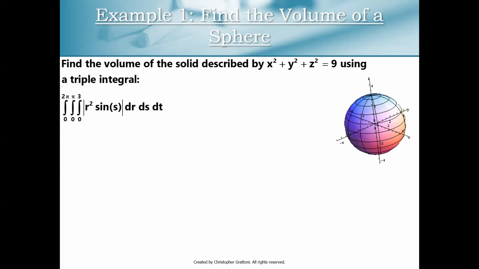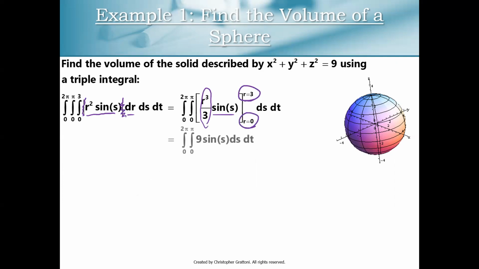So now let's try to compute it. So I can ignore the absolute value bars here. And the integral of r squared sine of s with respect to r is r cubed over 3 sine of s. Then I'll plug in r equals 3 and r equals 0, and I'll subtract. Fundamental theorem of calculus here. You end up with 9 sine of s.